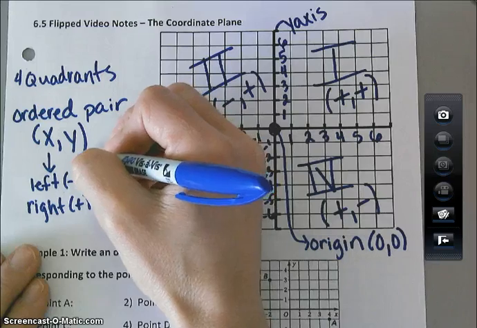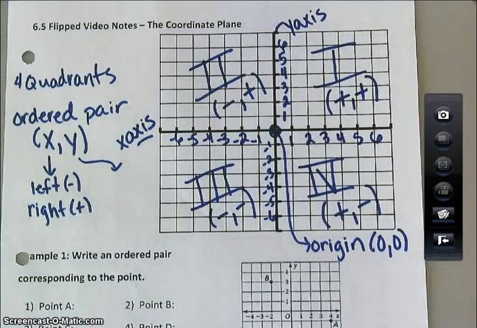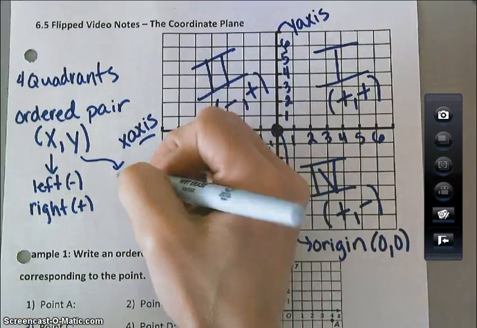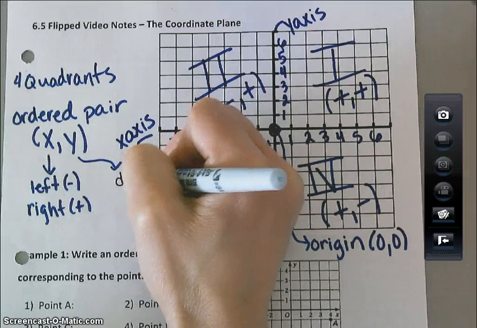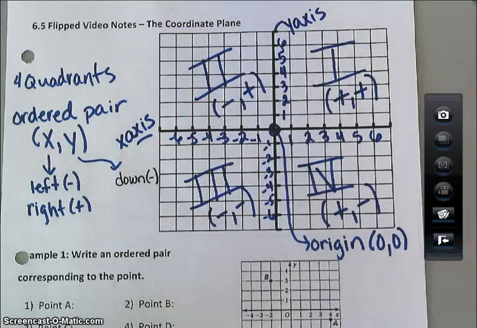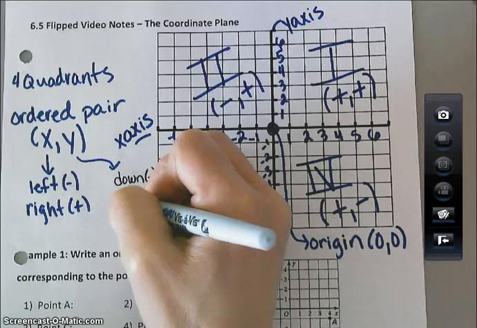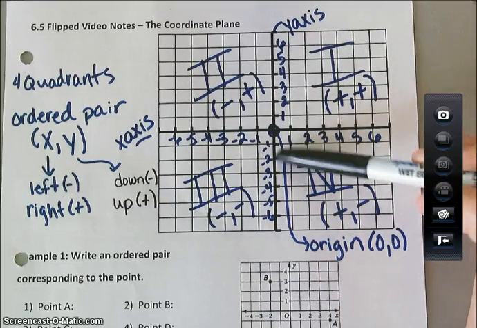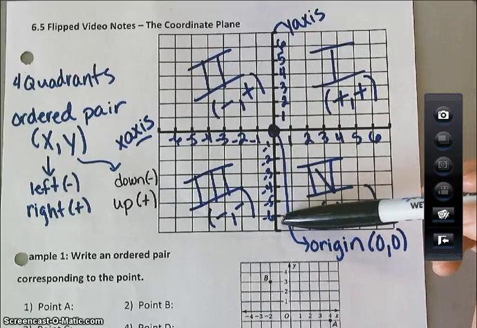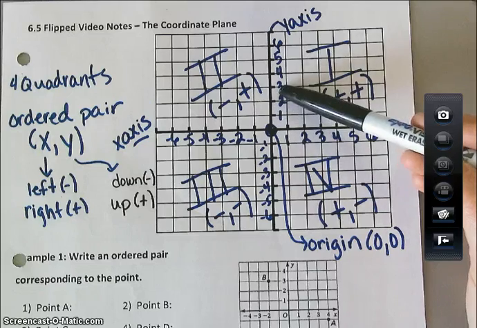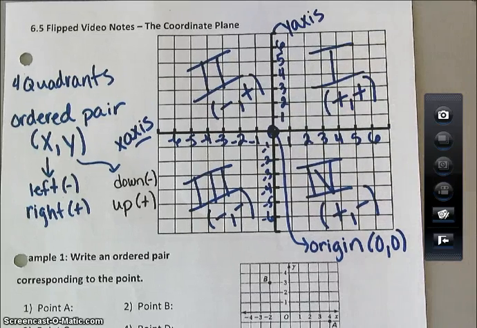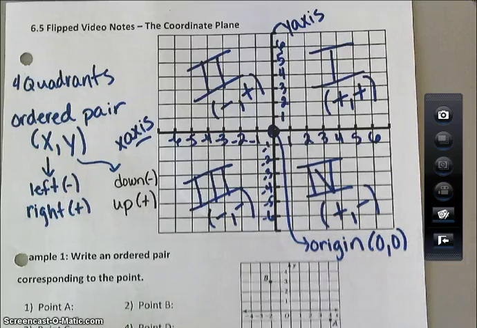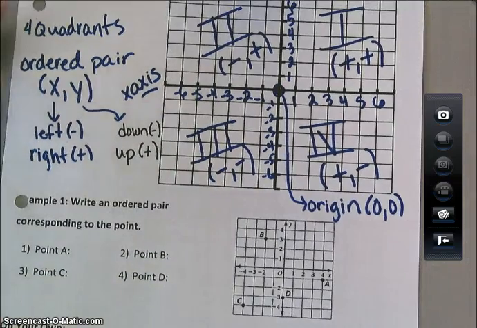Now if I'm doing my y's, I will go down if it's negative, or I will go up if it's positive. And we've done that with our vertical number lines, talking about elevation. If I'm below sea level, we go down below the water. If I'm above sea level, I go up to a mountain. Same thing that we've been doing in class. Okay, so let's practice naming some ordered pairs.